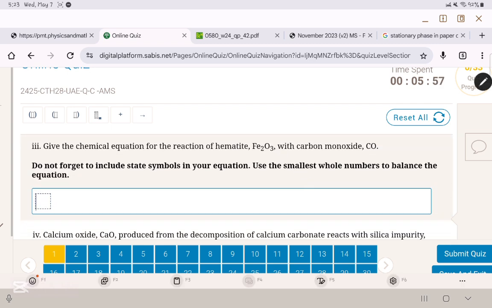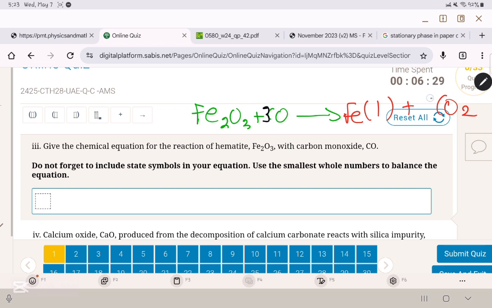Now, the next equation: give the chemical equation for the reaction of hematite with carbon monoxide. So it's going to be Fe2O3 reacts with carbon monoxide. Now, this you have to remember, it's going to form liquid molten iron, Fe liquid, in addition to carbon dioxide. Now you balance. After balancing, you have to put a 3 over here, a 3 over here, and a 2 over here. So Fe2O3, which is a solid hematite, will react with 3 carbon monoxide gas to form 2 iron liquid plus 3 carbon dioxide gas.